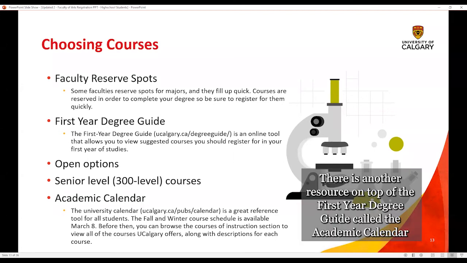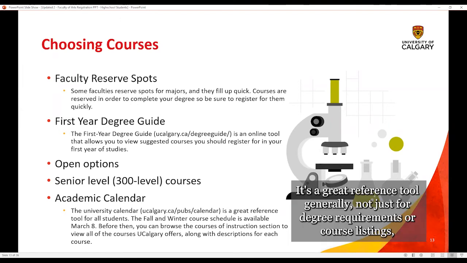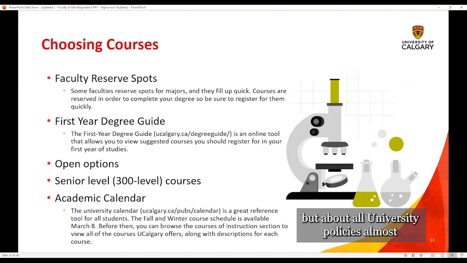There is another resource on top of the first year degree guide called the academic calendar. It's easily accessible on the University of Calgary website. It's a great reference tool generally, not just for degree requirements or course listings, but about almost all university policies.